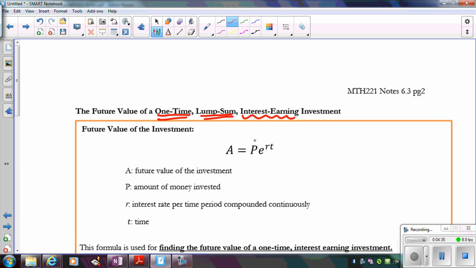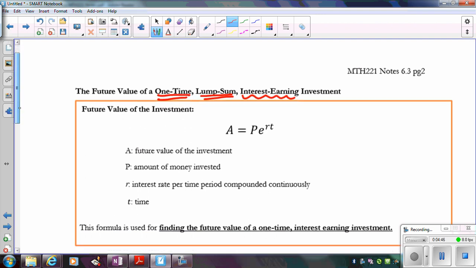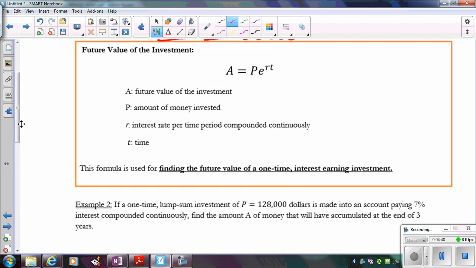So you've already seen this PERT formula. Your amount equals your principal, or the initial amount you put in, times e raised to the rate times time. So let's go ahead and look at this one. So here's our example.